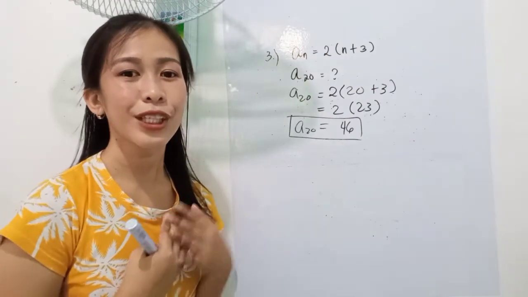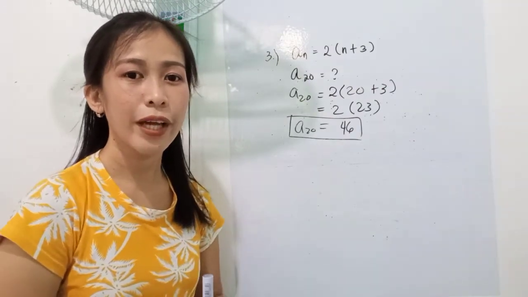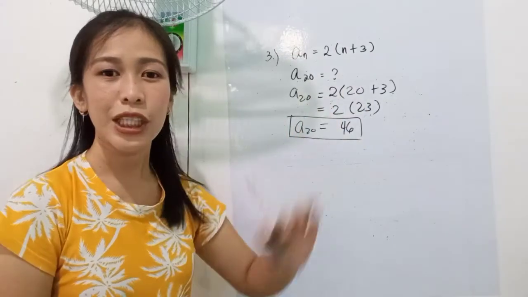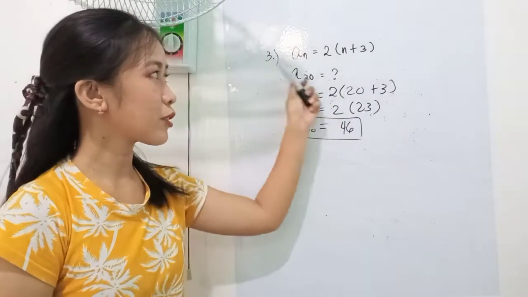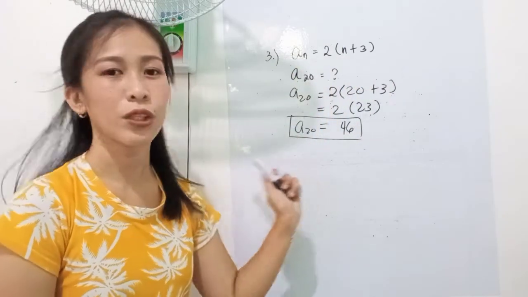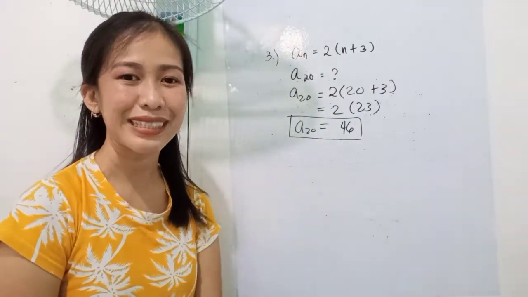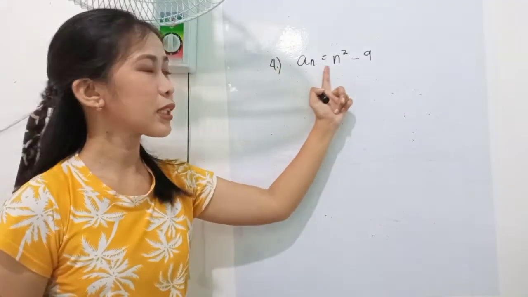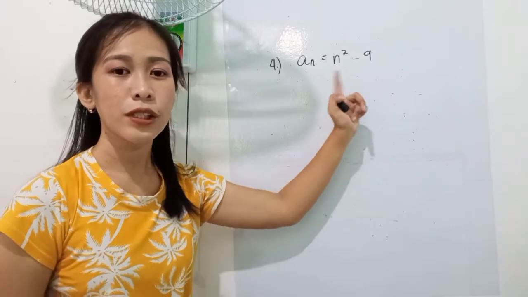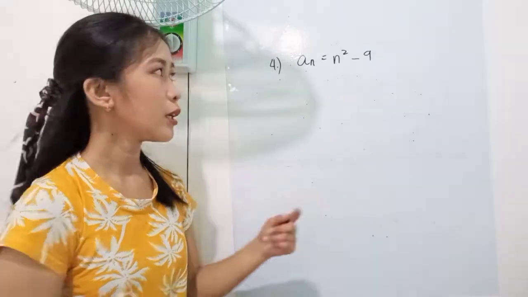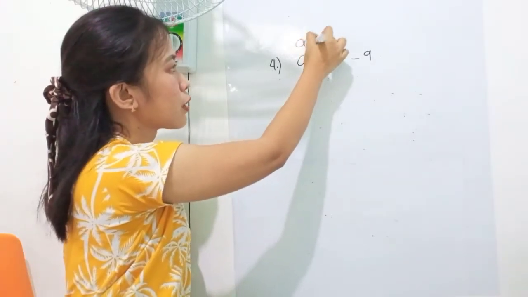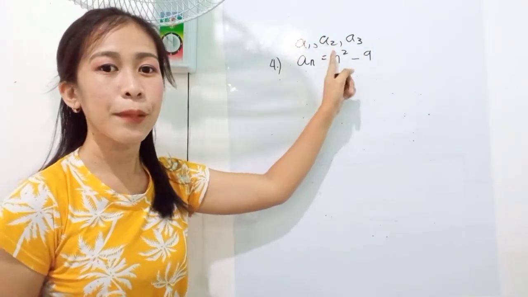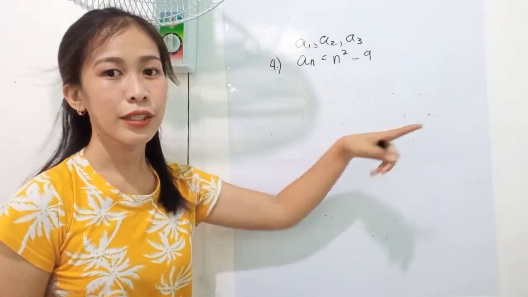Okay? Therefore, our a sub 20 is 46. Para mahanap niyo yung pinaka-sequence nito, you're just going to find a sub 1, a sub 2, a sub 3. Pero ito nga, kasi dahil 20th term lang naman yung hinahanap dito sa sequence na ito. So, that is our a sub 20, 46. And now, let's have our example number 4. We have here a sub n is equal to n raised to 2 minus 9. And what we are going to do in here is to find the first 3 terms. So, we're going to find a sub 1, a sub 2, and a sub 3 in this sequence.